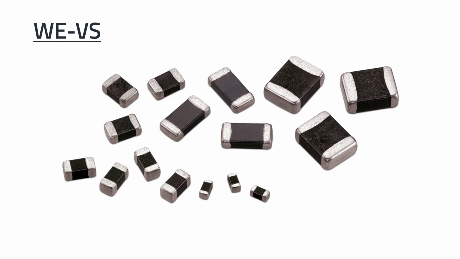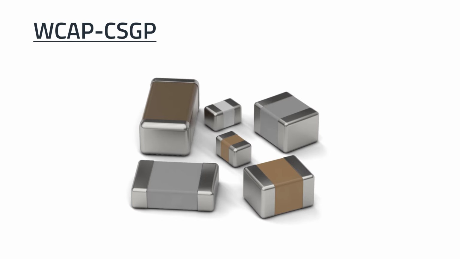For this example, we are going to use the surface mount varistor WE-VS with a capacitance of 200 picofarad. To achieve the necessary capacitance, an additional capacitor with 47 picofarad in size 0805 can also be used in this case. The selected capacitor we went with is WCAP-CSGP. Next, the filter for the supply voltage cable entering the device is created.